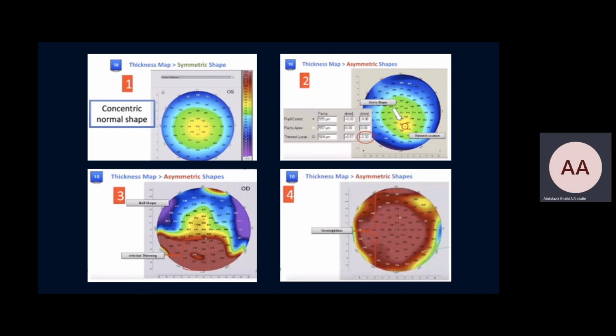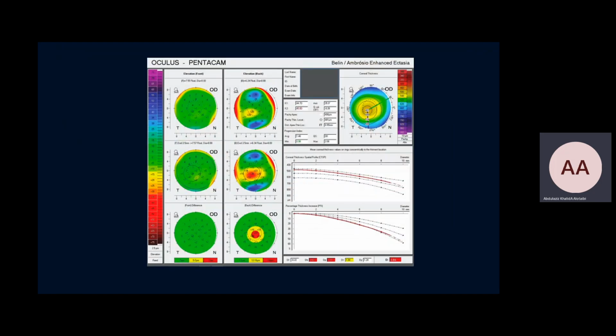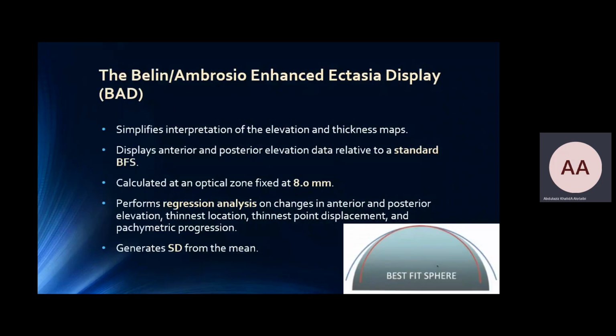Exactly. Generalized thinning in keratoglobus. What about this display? Does anyone know what it is? What's the name of this map? This is the Belin-Ambrosio enhanced ectasia display. What does it do?